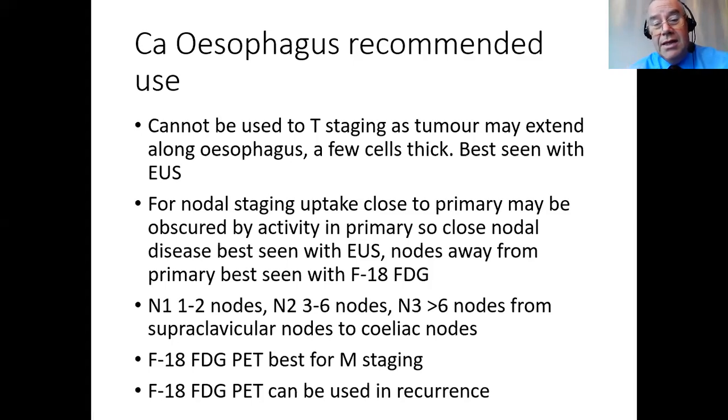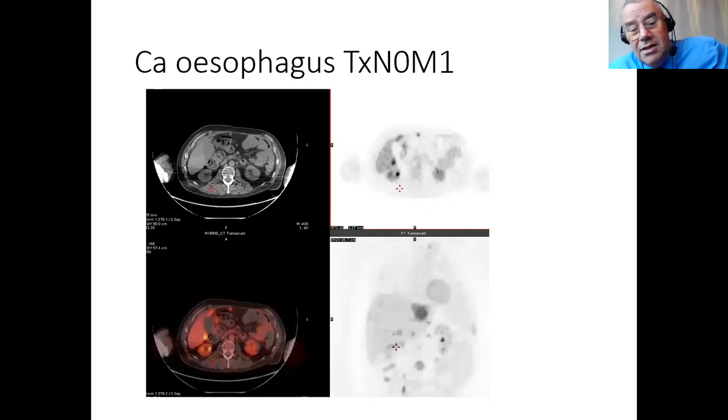And again, with the TNM staging, TNM8, 1 to 2 nodes is N1, 3 to 6 nodes is N2, and more than 6 nodes is N3, as we said in the gastro talk yesterday. PET is the best for finding malignant staging, and obviously in recurrence. So I haven't got many examples because we discussed it yesterday.